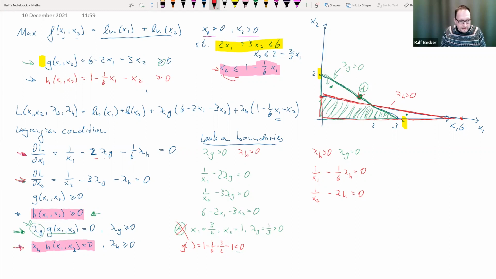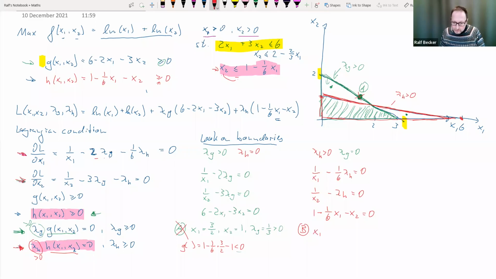Now I'm looking at the complementary slackness condition, because if lambda h is larger than 0, then h has to be 0. So we're using the 0 bit here. The third equation is 1 minus 1 over 6 x1 minus x2 is equal to 0. So we have three equations with three unknowns, x1, x2, and lambda h. Again, this can be solved. Again, I will not go through the algebra here. We'll call this point B. I'll give you the solutions.